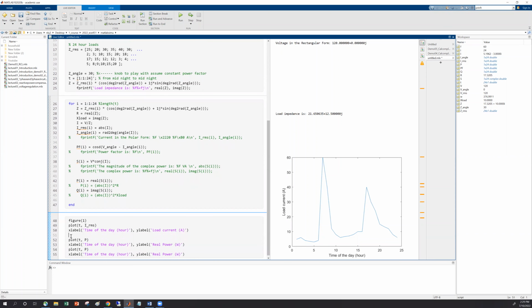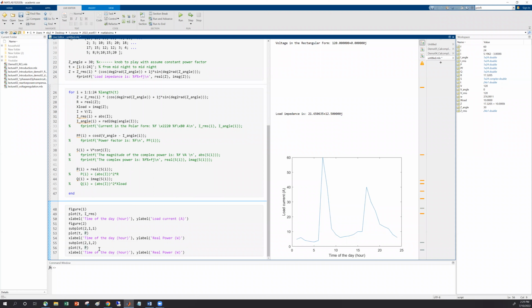Okay. And then we can also do the same thing for, let me plot out in figure 2. And then suppose I want to plot them out in one plot as subplot 2, 1, 1. And then plot the reactive power into subplot 2, 1, 2. Okay. So this will be my Q. This will be my reactive power. So that will be in VAR. Okay. So this way we can plot out all the results for 24 hours.